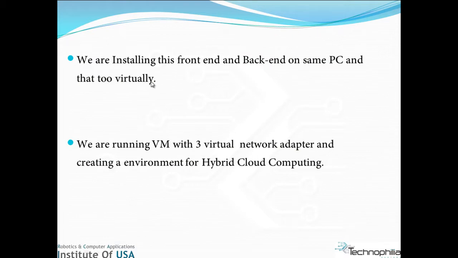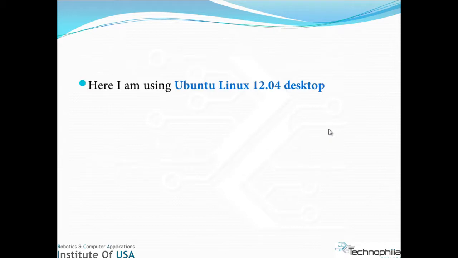Isn't it exciting? We are running a virtual machine with three virtual network adapters and creating the environment for hybrid cloud computing. One is NAT, or network address translation, the second one is the public IP address, and the third is the private network adapter. Here I am using Ubuntu Linux 12.04 desktop. I am going to download and install all the software and images to launch a virtual machine.